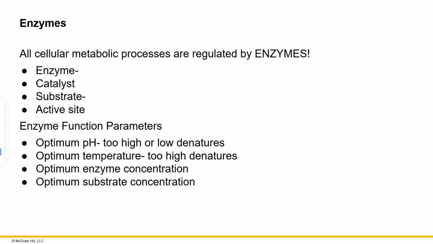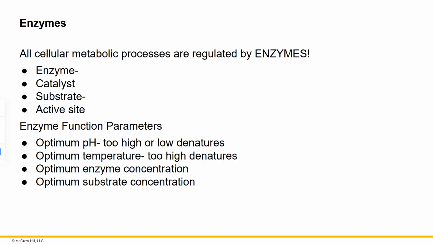The functional parameters of enzymes, so optimum pH. pH at 7 is neutral. Anything less than 7 is considered an acid. Anything greater than 7 is considered a base or an alkaline environment. So at certain pHs, enzymes are going to function optimally. If the pH for that enzyme is too low or too high, the enzyme can become denatured, or it goes through a process and is denatured.